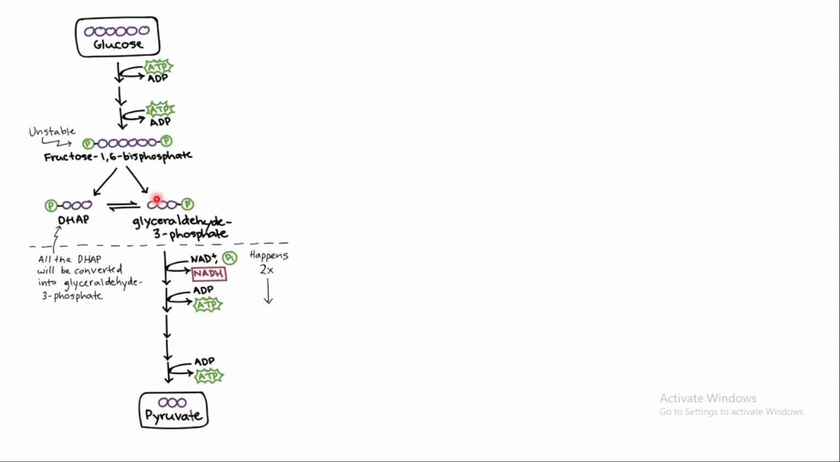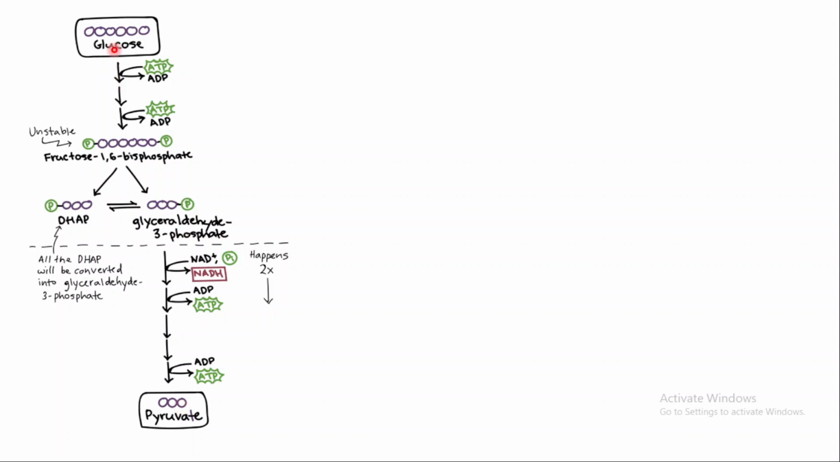Now for each molecule of glyceraldehyde 3 phosphate we will have the same set of reactions. That's why the whole process will occur multiplied 2 times. So there will be reduction of NAD plus into NADH and generation of ATP in these steps, and finally to form a 3 carbon compound called pyruvate or pyruvic acid.